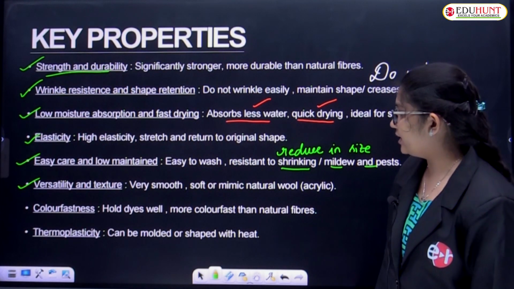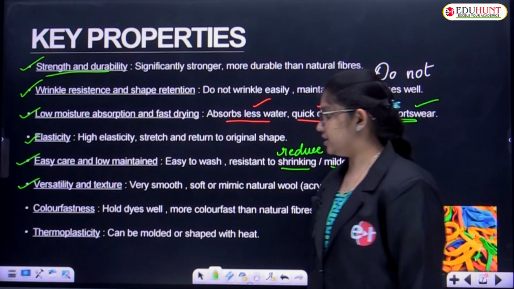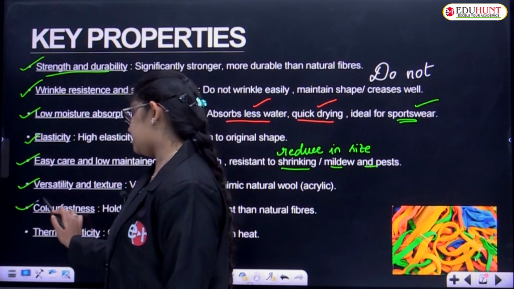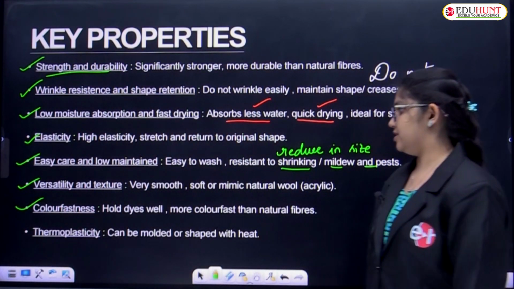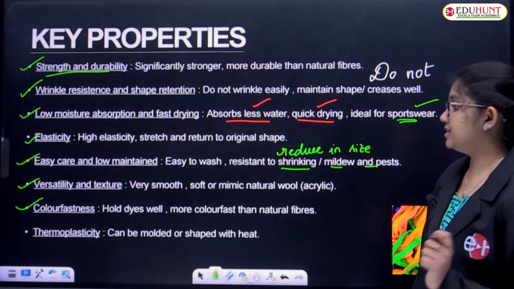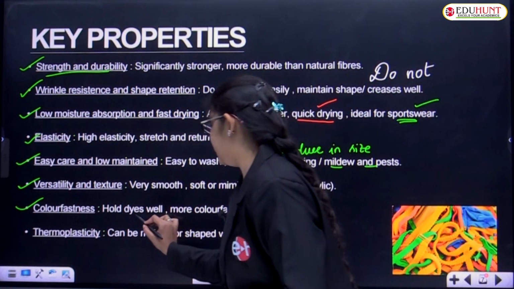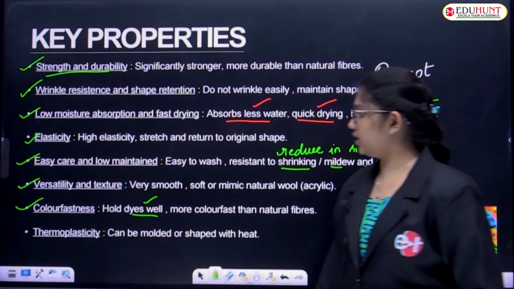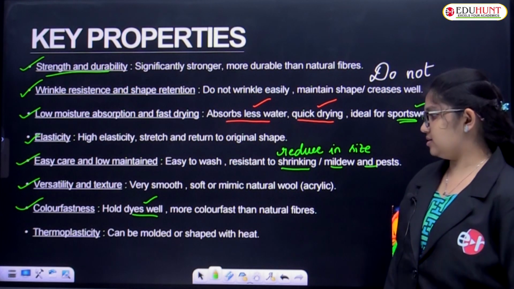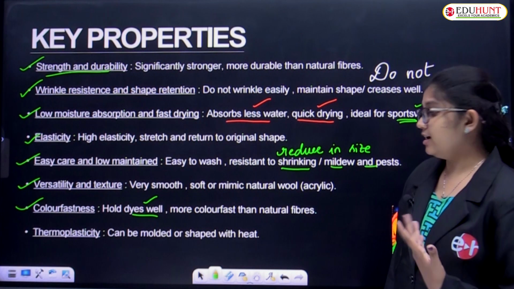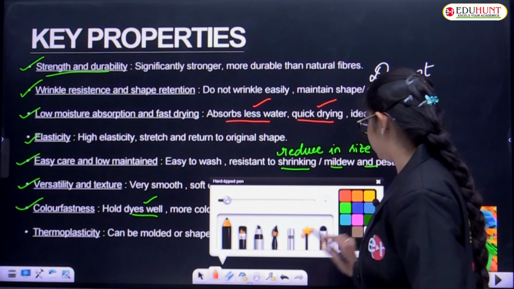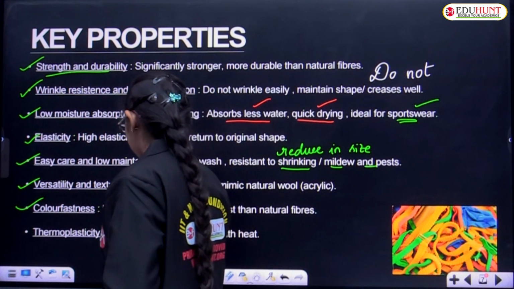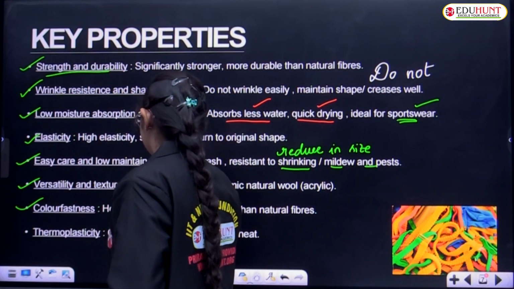Okay, and the next property is all about color fastness. What is this? Color fastness. These particular synthetic fibers hold dyes well. What is this, holding dyes well? What is dye about? Dye is nothing but coloring, children. Dye is all about the colors we use, no?